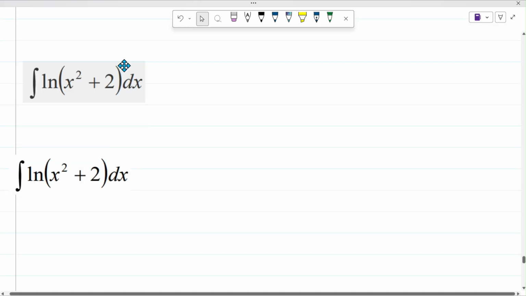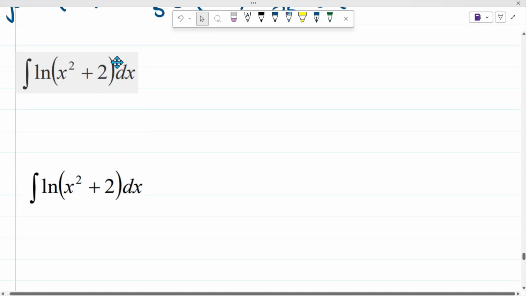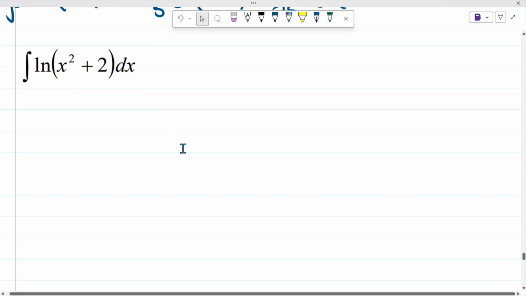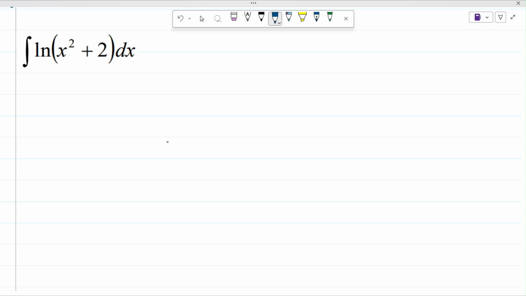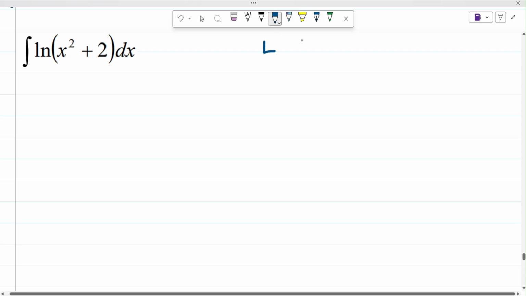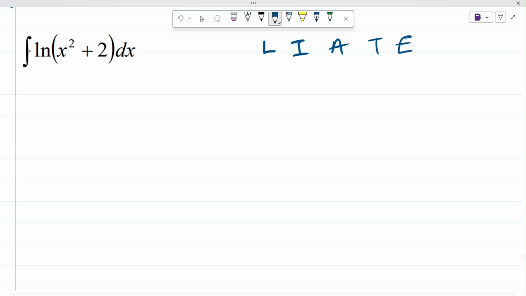Okay, we have another question here, which is our second last. To do this, we can see that it's just the integration of ln of x squared plus 2. Whenever we integrate something like this, where we have only one logarithmic function, we still use LIATE, and we treat our other function as the one here.